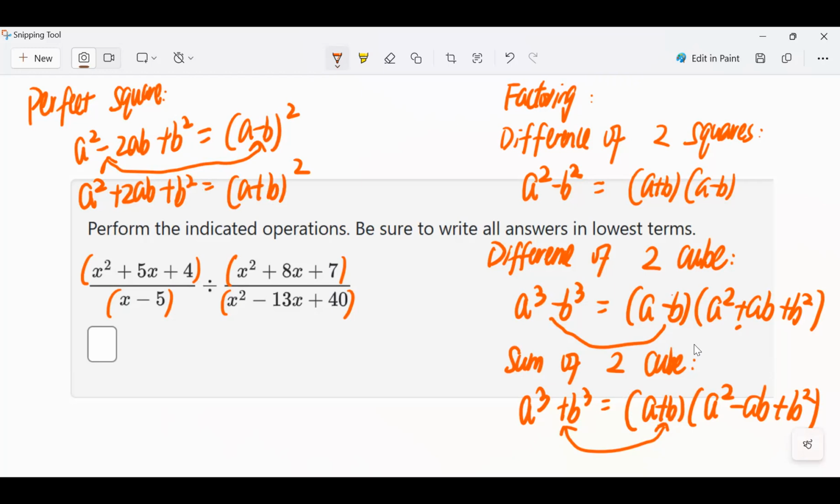Yeah, just a quick review of all these basic skills. And you're going to use this a lot in this course, in pre-calculus and also in calculus, any high level math courses. You always use all those basic skills.